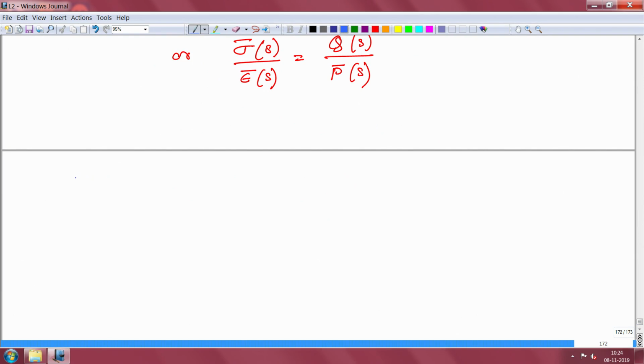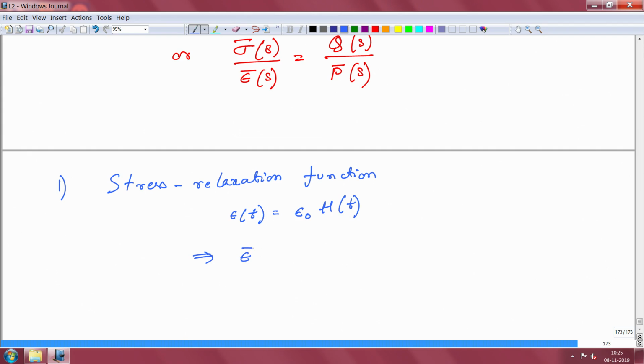So now let us go ahead and look at the different cases. First thing we will do is look at the stress relaxation function, where you are basically going to impose a step strain, which is again epsilon naught times h of t. So, the Laplace of this is already known and it is very simple, it is epsilon naught by s. Right.